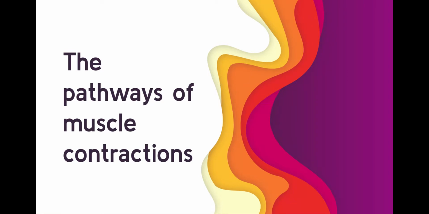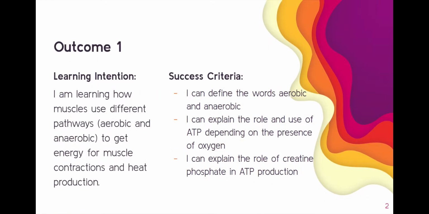We are going to discuss how a muscle contracts, which you've already learned, but now where does the ATP come from? So today's learning intention is how do muscles use different pathways such as aerobic and anaerobic to get energy for muscle contractions and heat production.